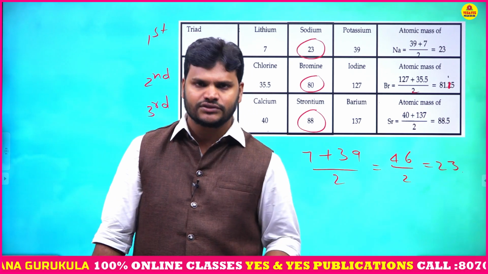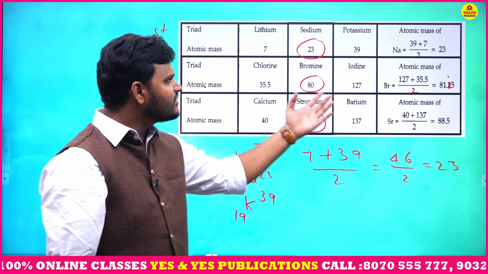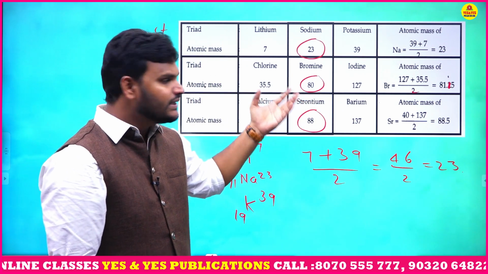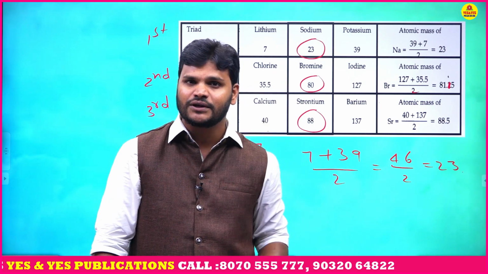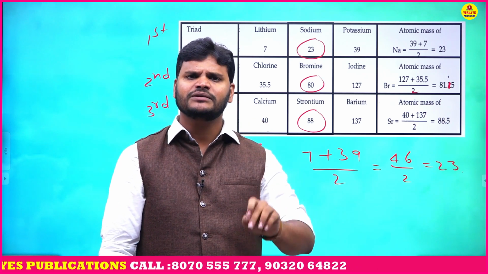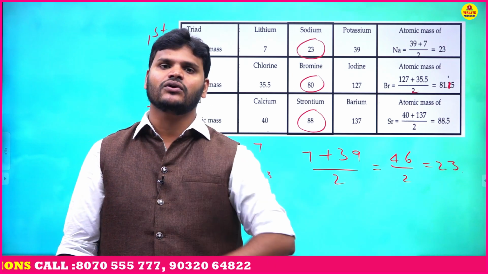88. What is the difference? 0.5. That is a negligible difference. Is it clear? But this concept was a failure concept. Why? Because this concept has a limitation. What is the limitation? This concept is only applicable for few elements. That's the reason this is not a perfect concept.